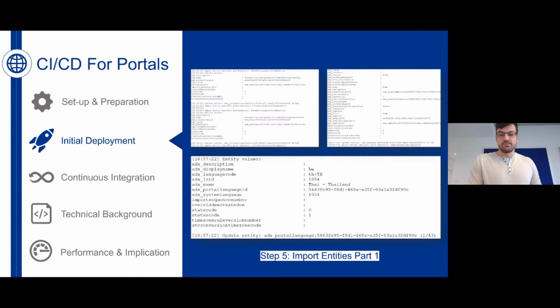Then the import part. So I would like to show you a quick example here. In this case, we have our entity, the portal language. Let's focus on this one first. Very simple, as always, just a few attributes, you just need to import it, and you can ignore some of them. So a very common example is the owner ID. When it comes to the import, always ignore the owner ID.